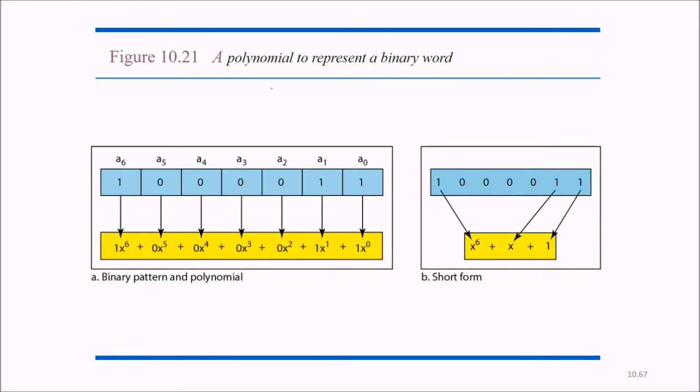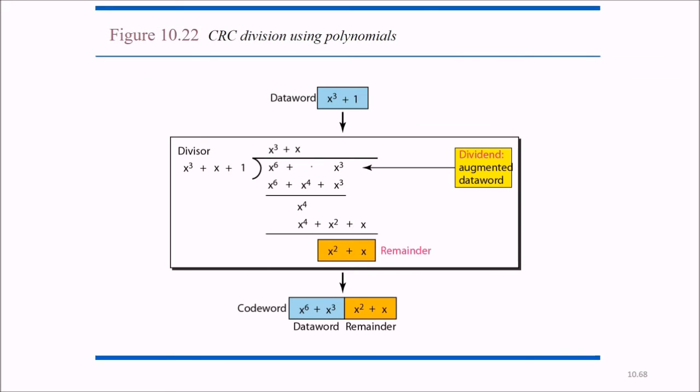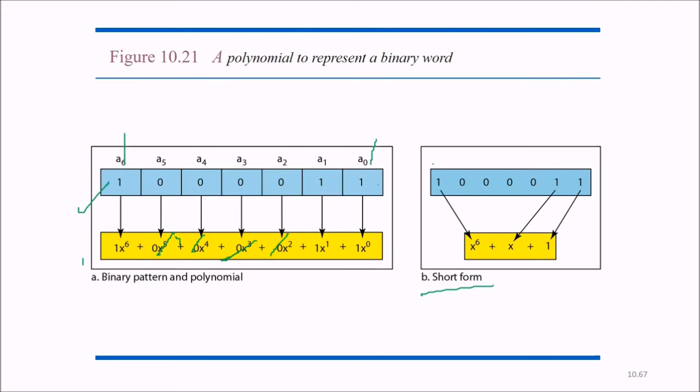A polynomial is used to represent a binary word. If this is a word, we can represent it in polynomial fashion because these are 7 bits, A0 to A6. So x to the power 6 to x to the power 0. We place the coefficients as these values, and this is the short form because this ultimately goes down to this one only. Now you have x^6 plus x plus 1.